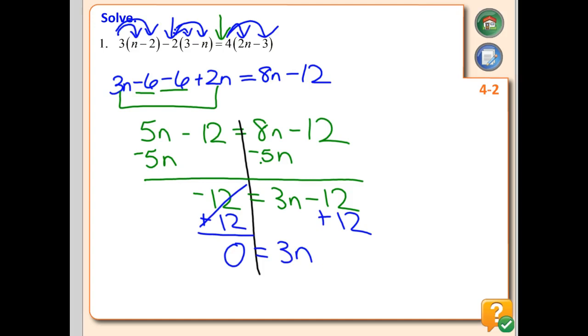Now, n still isn't alone, so I need to divide both sides by 3. What's 0 divided by 3? That's right. So we're going to get n equals 0. Great job.